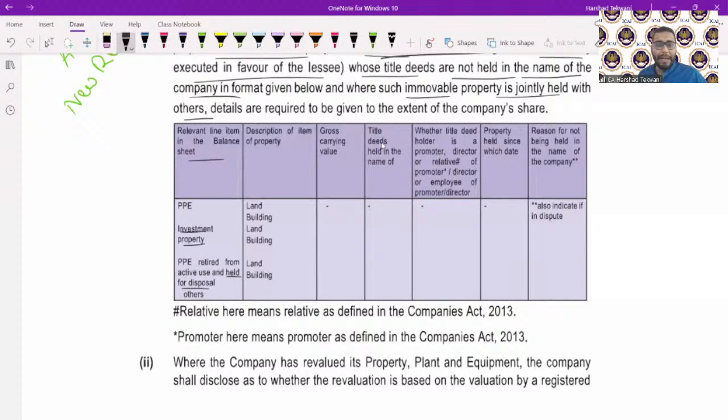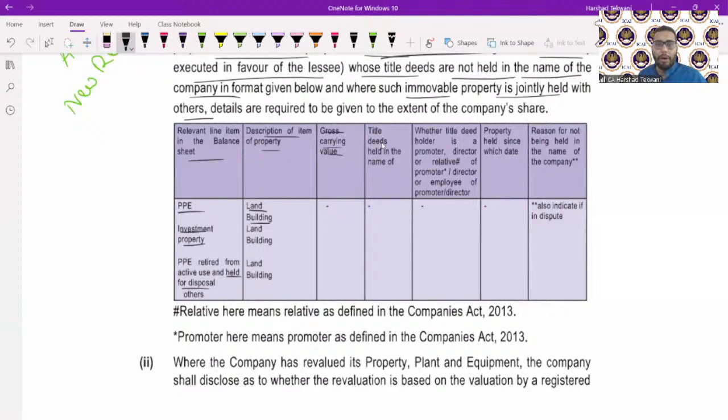So where that particular item is lying as of today in your balance sheet, first you need to provide that detail. Number two, description of the property. Let's say my item is falling under the head of plant, property and equipment. So land is also there, which is immovable property. Building is also there, which is immovable property. What is the item we are talking about over here? So land, building, whatever the nature of item is, description.